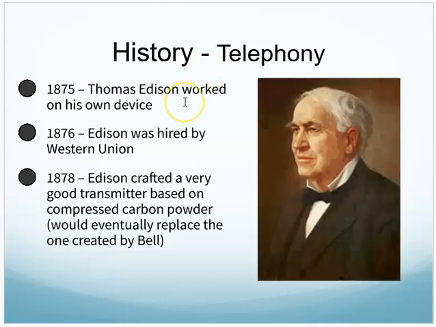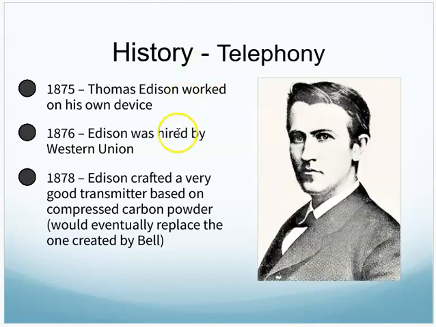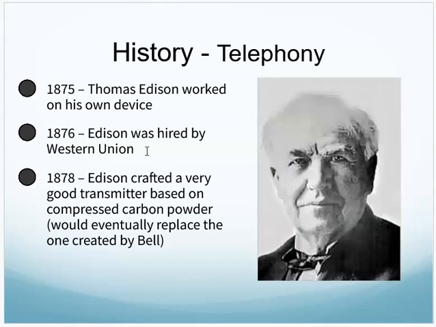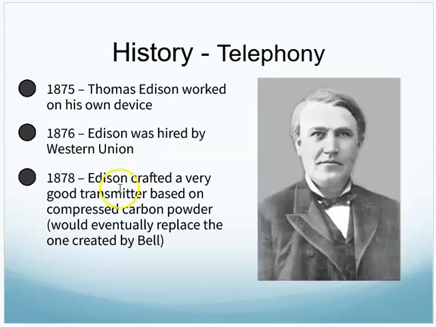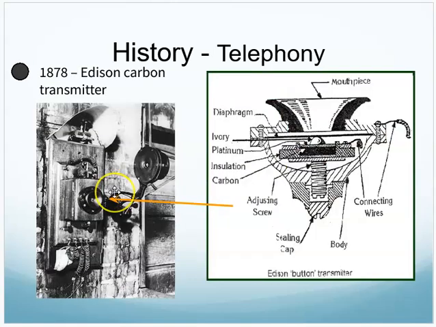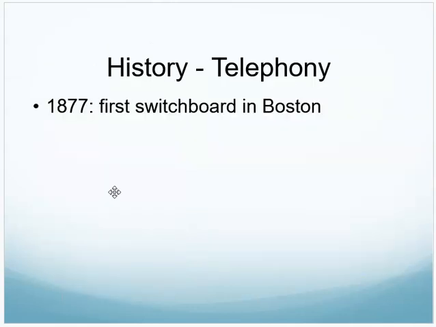In 1875, Edison is working on his own device. Edison was hired by Western Union, which is known for telegraphs, okay? And Edison created a very good transmitter, basically a good microphone, and that actually starts helping to increase the technology of the telephone, being able to have a better microphone to pick up the signal.